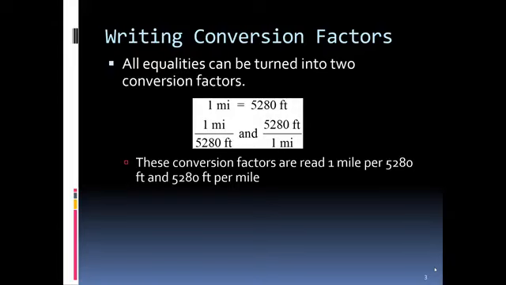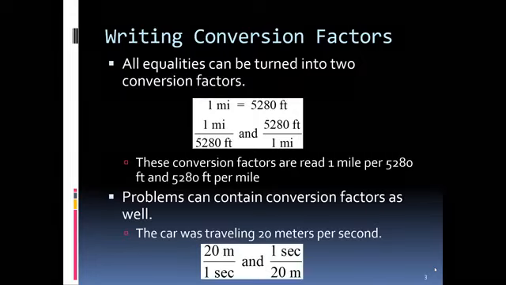We can write conversion factors from each of the equalities you saw on the previous screen. One such example is 1 mile equals 5,280 feet. This conversion, or equality, can generate two conversion factors. The first is 1 mile over 5,280 feet, which is read 1 mile per 5,280 feet. The second is 5,280 feet per 1 mile.